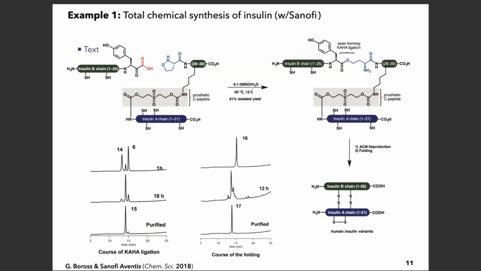And we simply combine those together under KAHA ligation conditions, which are typically DMSO water. That gives us here the depsipeptide, and then we remove the Acm side chains from the A chain and B chain, and then expose this to folding conditions, which results in removal of the C peptide and then formation of the 3 disulfide bonds to give us the fully assembled insulin. And this is a typical KAHA ligation. These are the 2 starting materials. This is the product being formed. After overnight, we see mostly the product. We can purify that and then put this through to the folding and excision conditions to give the purified insulin.